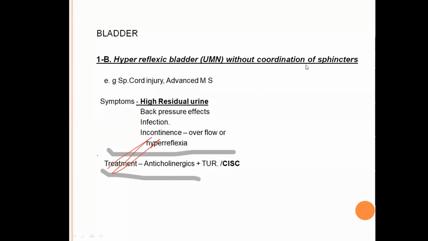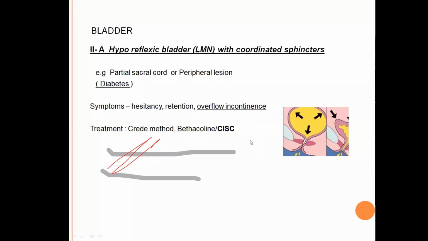So here what is happening is the sphincter is not opening up. Now, because the sphincter is not opening up, there is a possibility of making the sphincter less active by doing a transurethral resection, anticholinergic plus transurethral resection, or the clean intermittent self-catheterization.